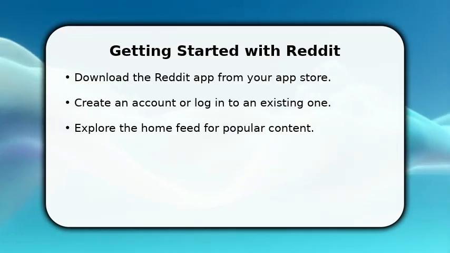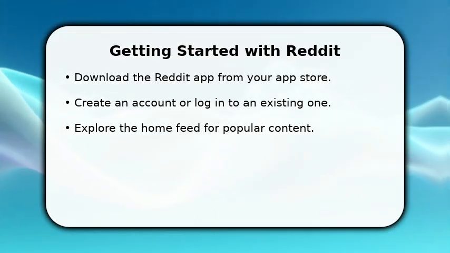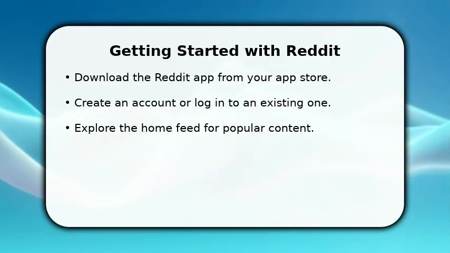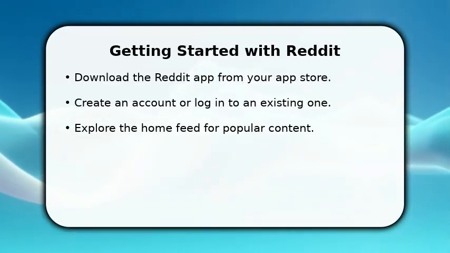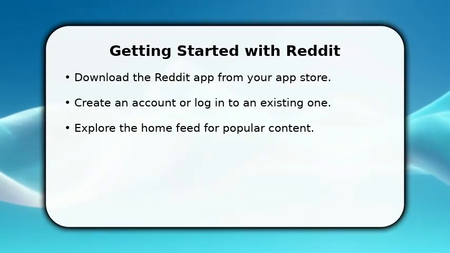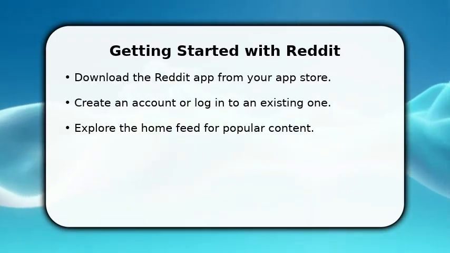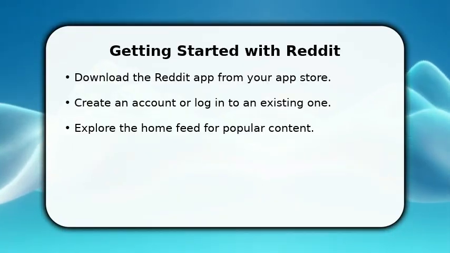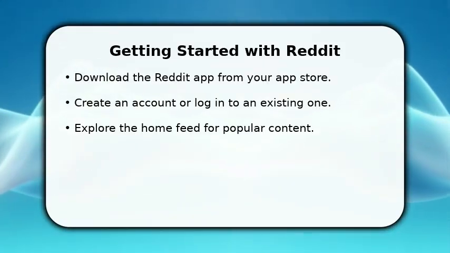In this video, I will explain how to use the Reddit app. First, download the Reddit app from your device's app store. Once installed, open it up and either create a new account or log in if you already have one. Your home feed will then display popular content and posts from communities you've joined. It's a great starting point to see what's trending.